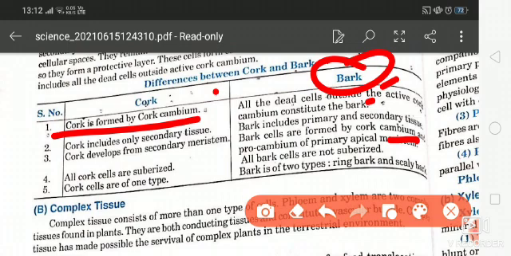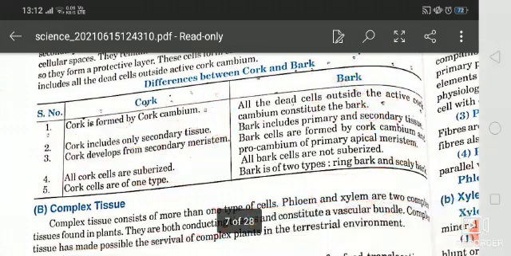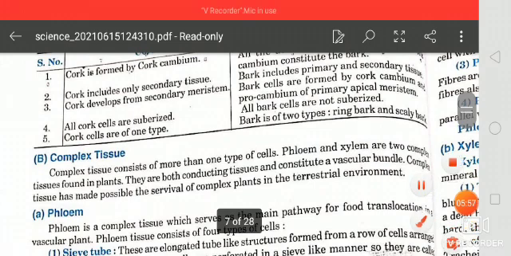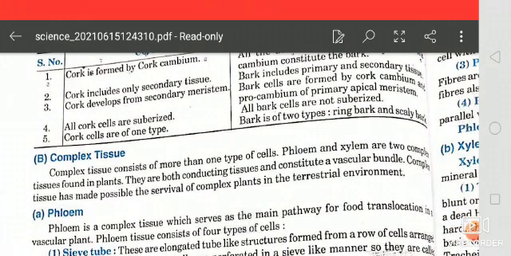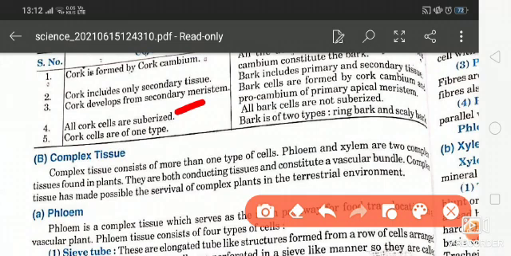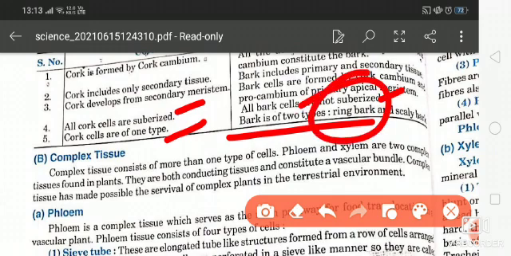Now cork includes only secondary tissue, but bark includes both primary and secondary tissue. Cork develops from secondary meristem, and bark cells are formed by cork cambium and procambium of primary apical meristems. All cork cells formed by the cork cambium are suberized, but not all bark cells are suberized. Cork cells are of one type, and bark is of two types, ring bark and scaly bark.